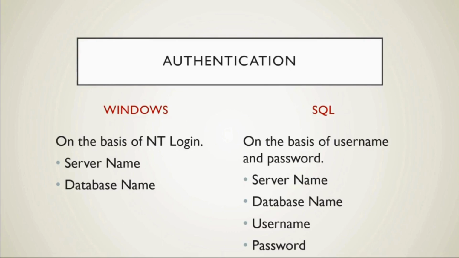The main difference between Windows authentication and SQL Server authentication is that in Windows authentication, you are going to connect to the database on a machine where you have access by using the server name and database name. In SQL Server authentication, you are going to connect to the database from any machine by using the server name, database name, username and password.